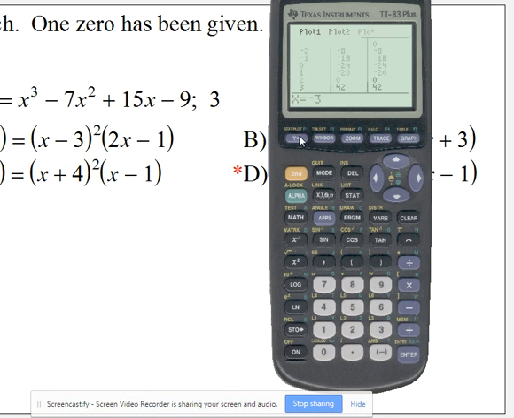Did those y values match up? X cubed minus 7x squared plus 15x minus 9. Y'all sounded very confident, so that's why I'm asking. X minus 3 squared, 2x minus 1. I'm just curious what it looked like.